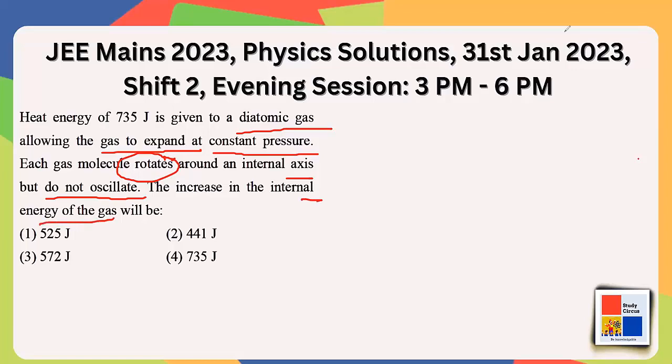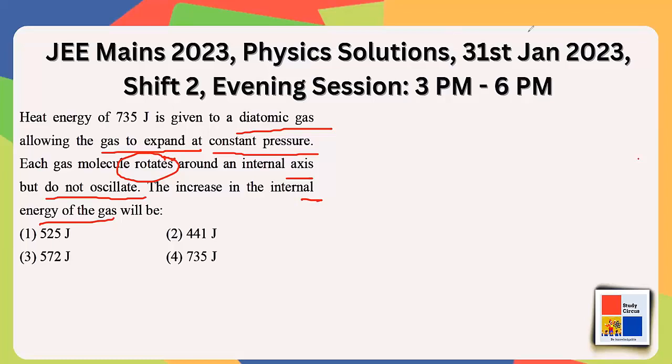So what is the meaning of that? They are rotating but not oscillating. For gases, both monatomic and diatomic, oscillation happens at very high temperatures. When the temperature is very high, the gases, apart from the translational motion and the rotational motion, also oscillate. So we use that extra energy for oscillation only if the temperatures are very high. If it is not oscillating in this case, that means the temperatures are moderate only.